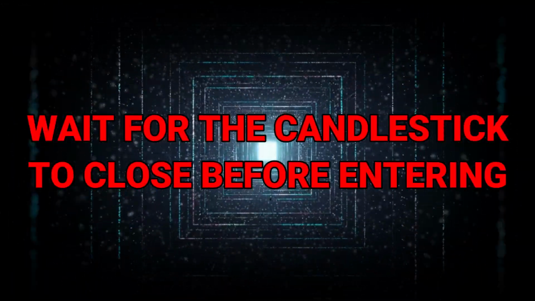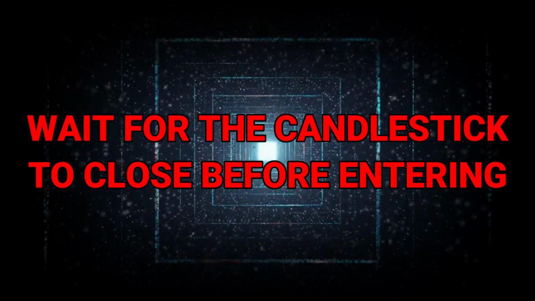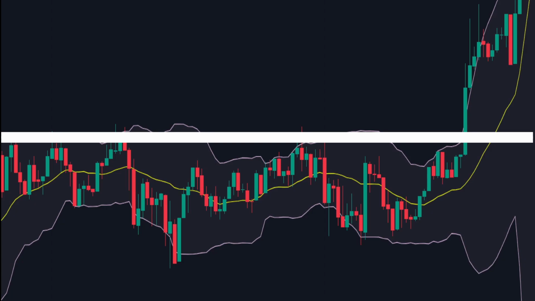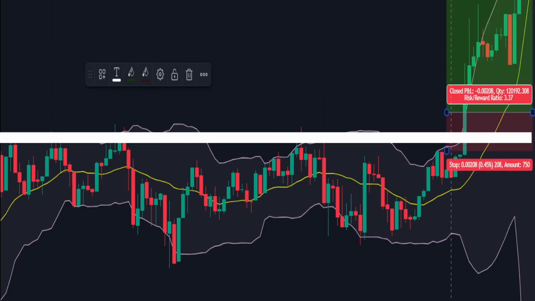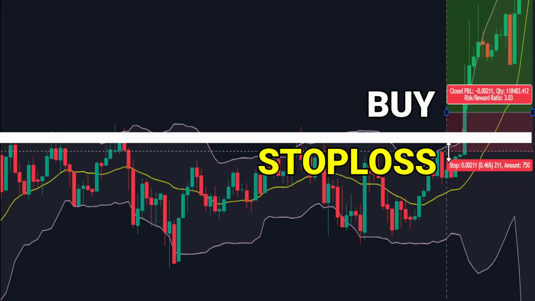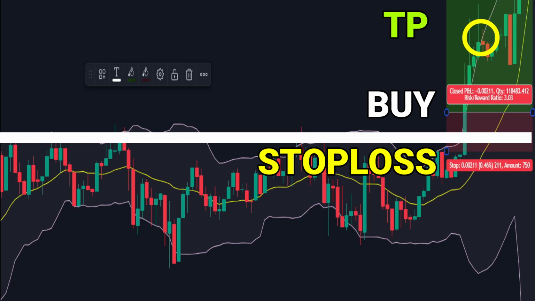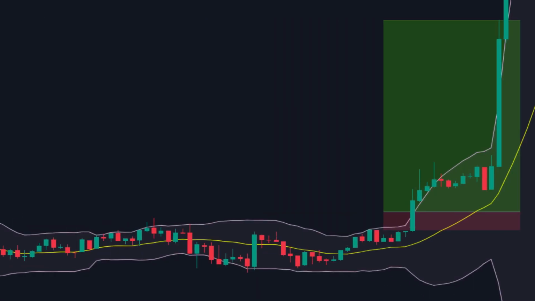Very important to note that the price must wait for the candles to close out of the bands before entering the trades to prevent false signals. In this example, the price had broke above the static resistance and close above the upper band. So, we will enter a buy position with the stop loss below the previous candle low and place the take profit when the candle closes red inside the band or 1:2 risk reward. Look, and the trade just played out magically.